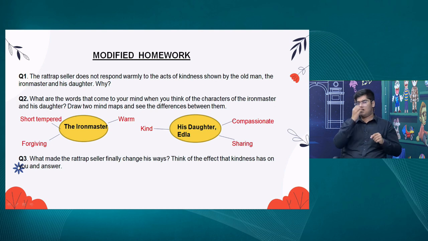Okay. Then the third question that we have is, what made the rat trap seller finally change his ways? Think of the effect that kindness has on you and answer. Once you relate it with yourself, it just becomes a little easier to answer. So, this is our homework for today. This is your homework for today.